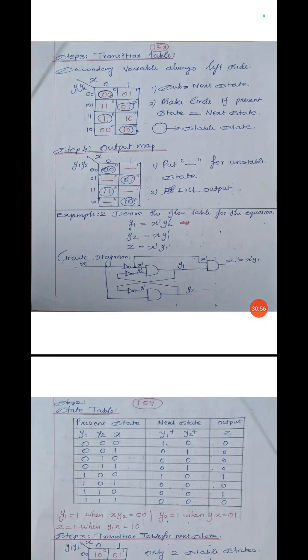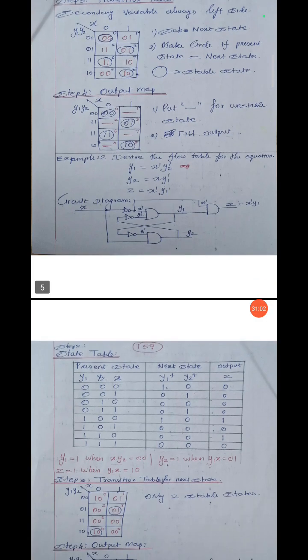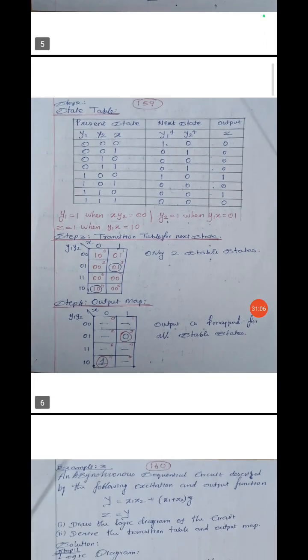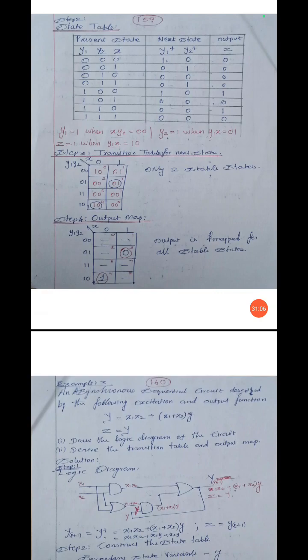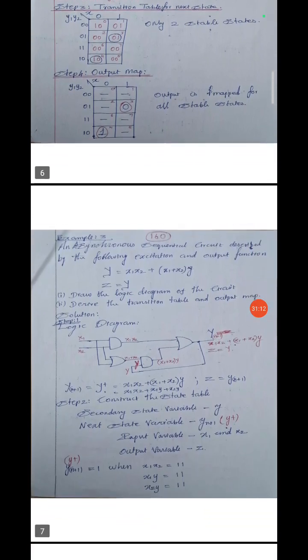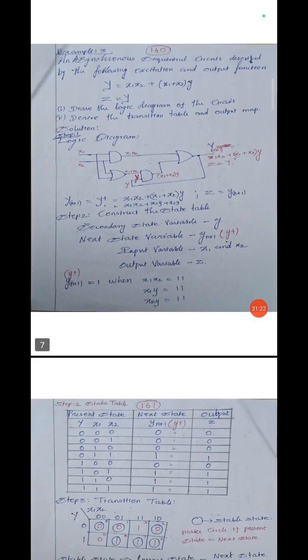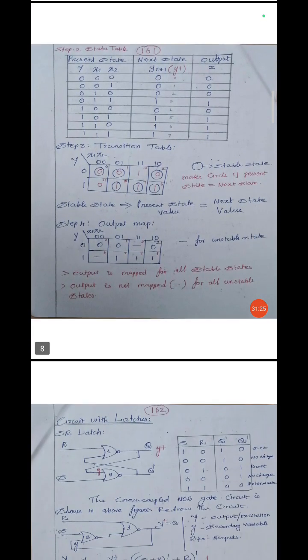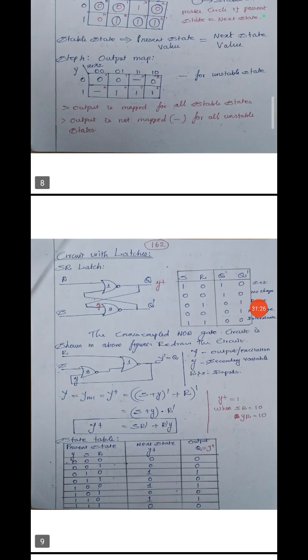Then this is the second example problem. In the second problem they have equations. By using the equation you can draw the logical circuit diagram. Then from the equation you can draw the state table, then transition table, then output map. So this is the analysis. Then this is the third example. They will give one equation. Then from the equation you have to draw the circuit diagram. The circuit diagram is converted into a state table, then the state table into a transition table, then the transition table into an output map. This is the analysis.